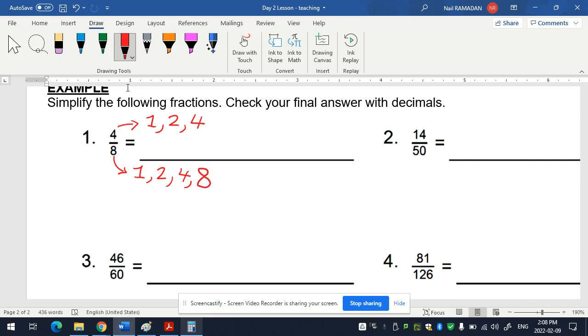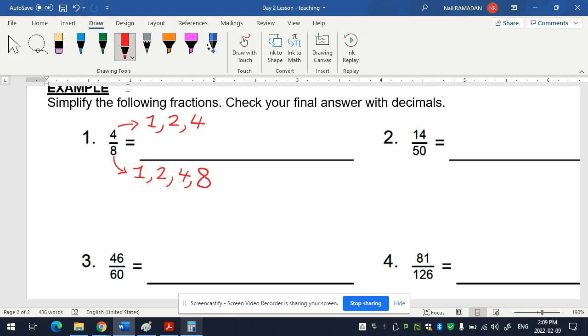What's the biggest number that belongs to both lists? How many people see it? What are the common numbers? 2 and 4. I always go to the biggest because when you go to the biggest, you guarantee that your final answer is your actual final answer and there's no need to change it anymore.